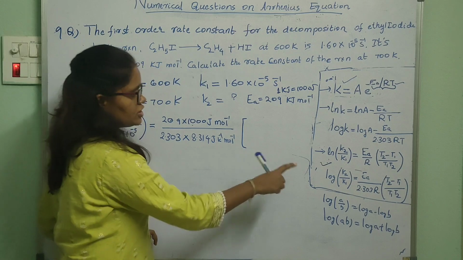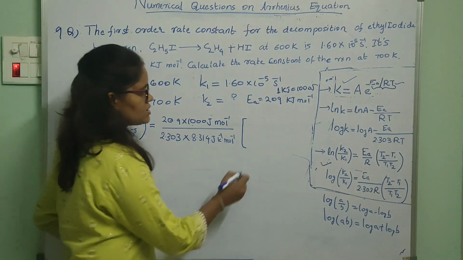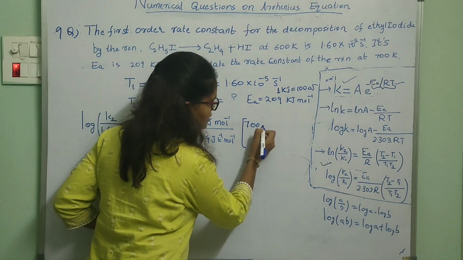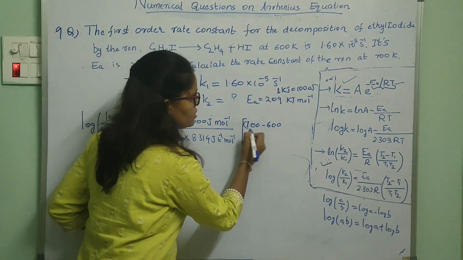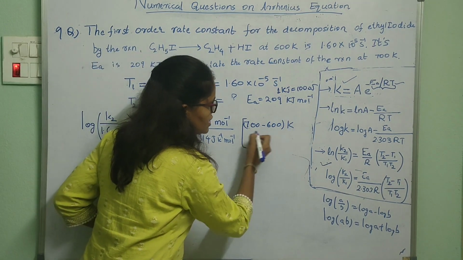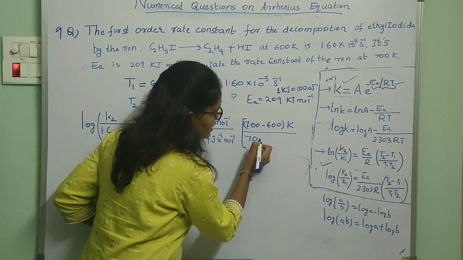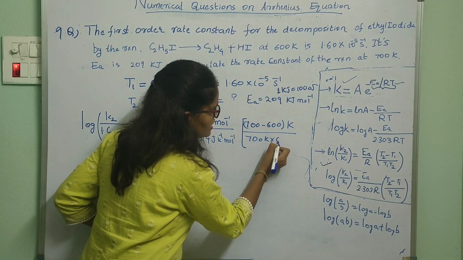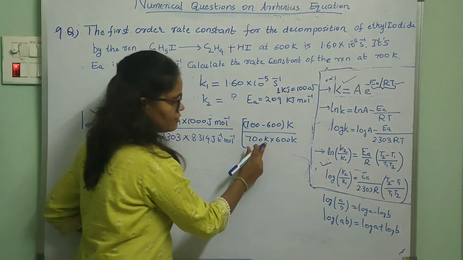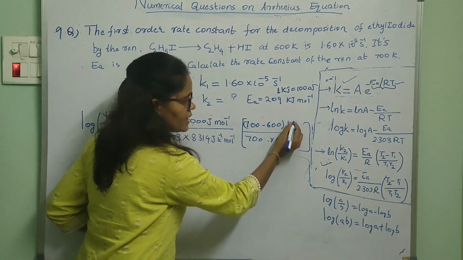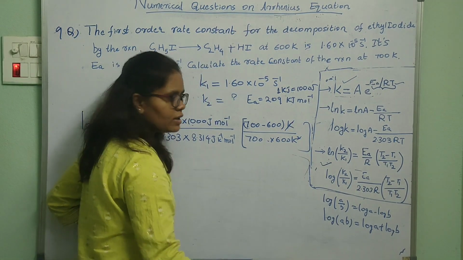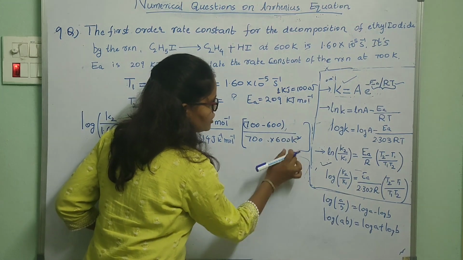So what is T2? T2 is 700, T1 is 600. So 700 minus 600. So 700 Kelvin minus 600 Kelvin. I will write Kelvin outside, 700 Kelvin into 600 Kelvin. So Kelvin into Kelvin will become Kelvin square. So here I can cancel 1 Kelvin. So what I am left with is 1 Kelvin in the denominator.